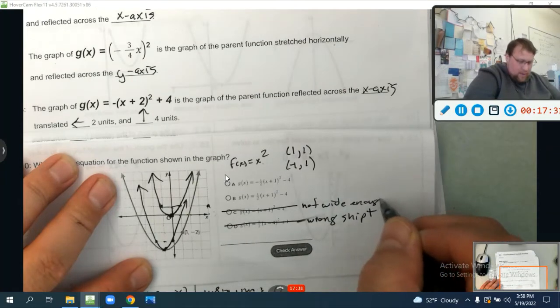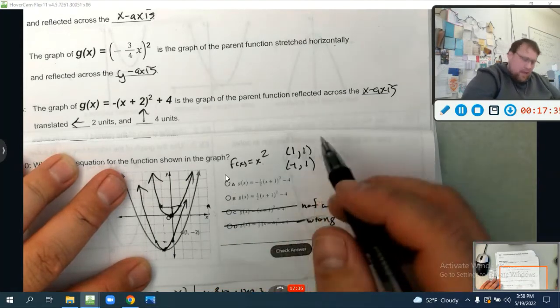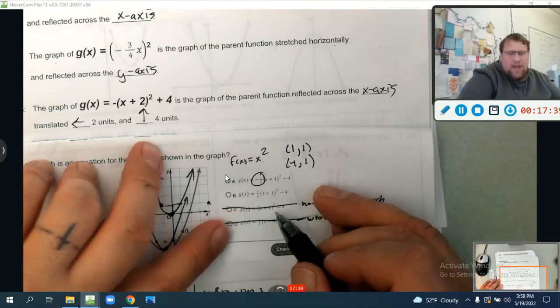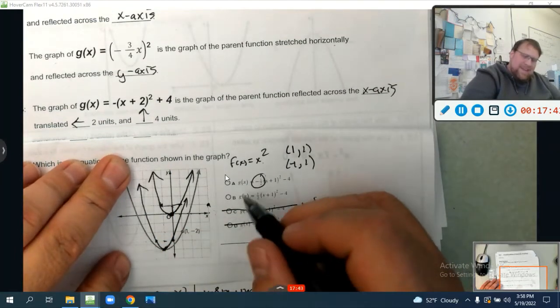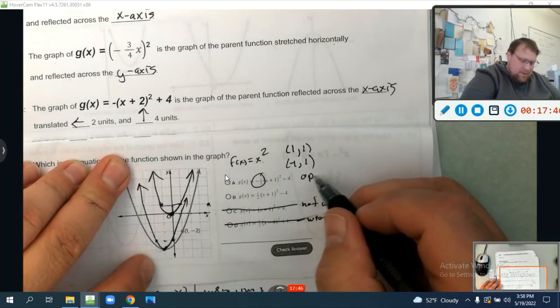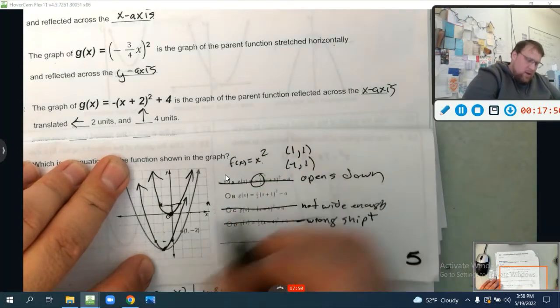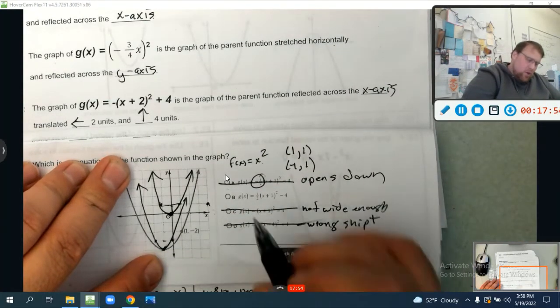So look at this. I'm going to start off at A. And looking at A, it has a negative in front. Anytime you end up with a negative in front of the x squared, guess what? It's going to open down. This one opens down. Doesn't work. Our graph right here opens up. We need it to open up. So the only one left is B, and let's look at that.